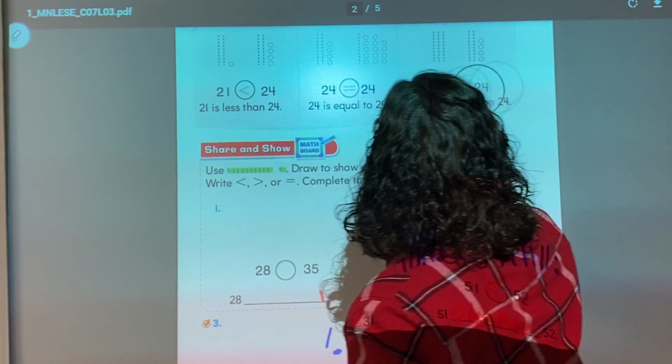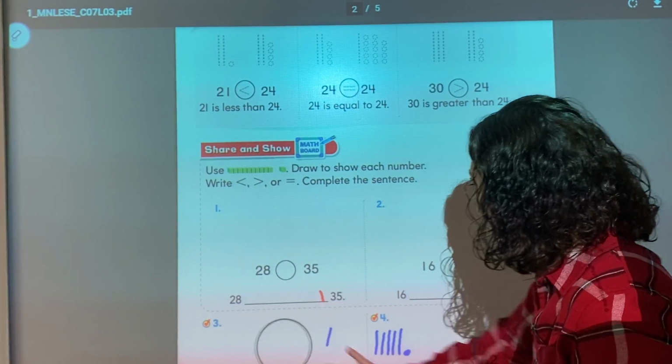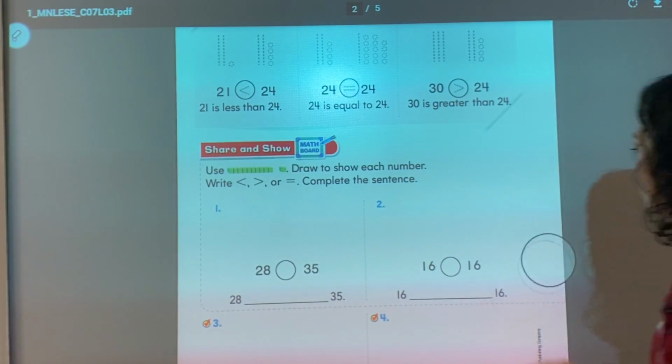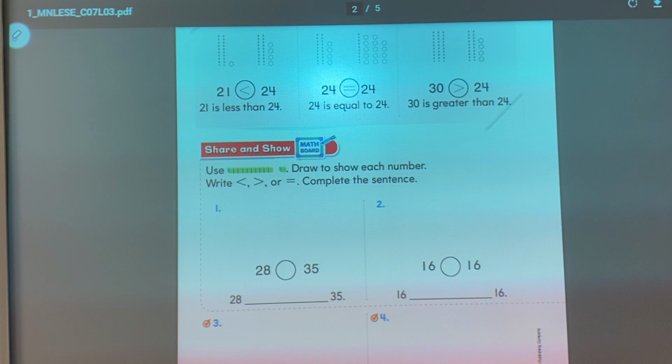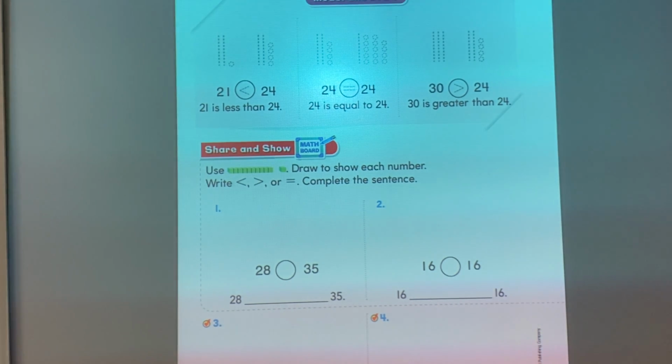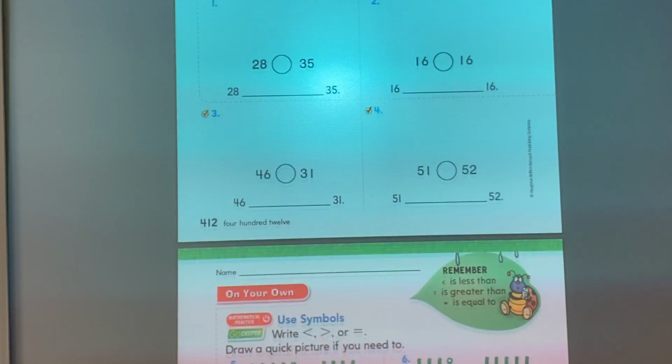Just make sure that alligator mouth opens to the big number, and you'll have a good time with it. Okay.